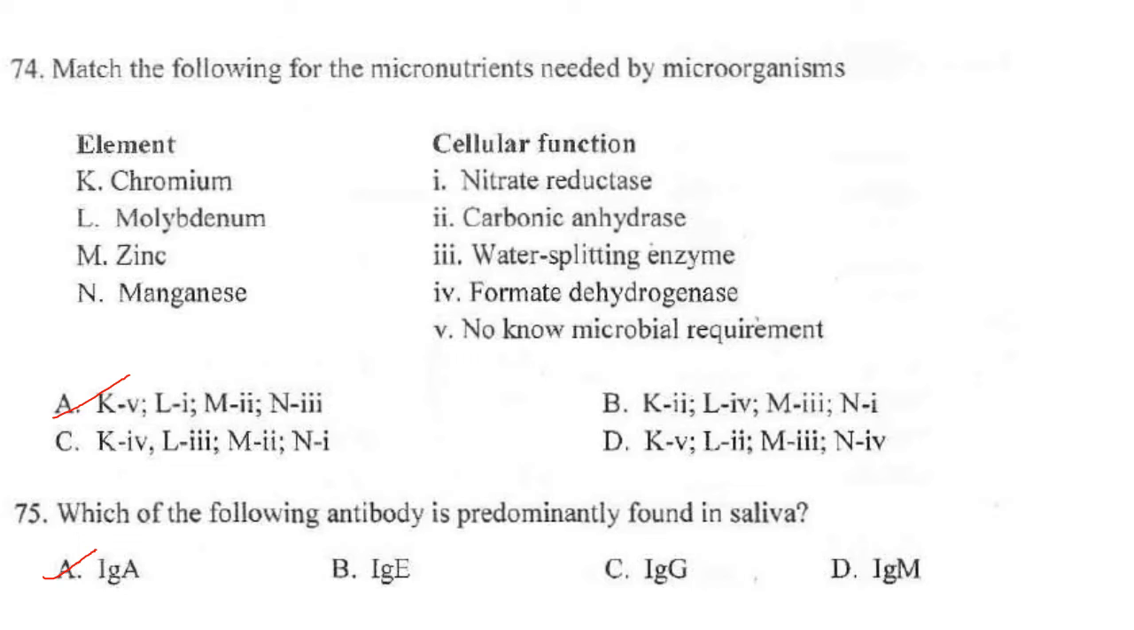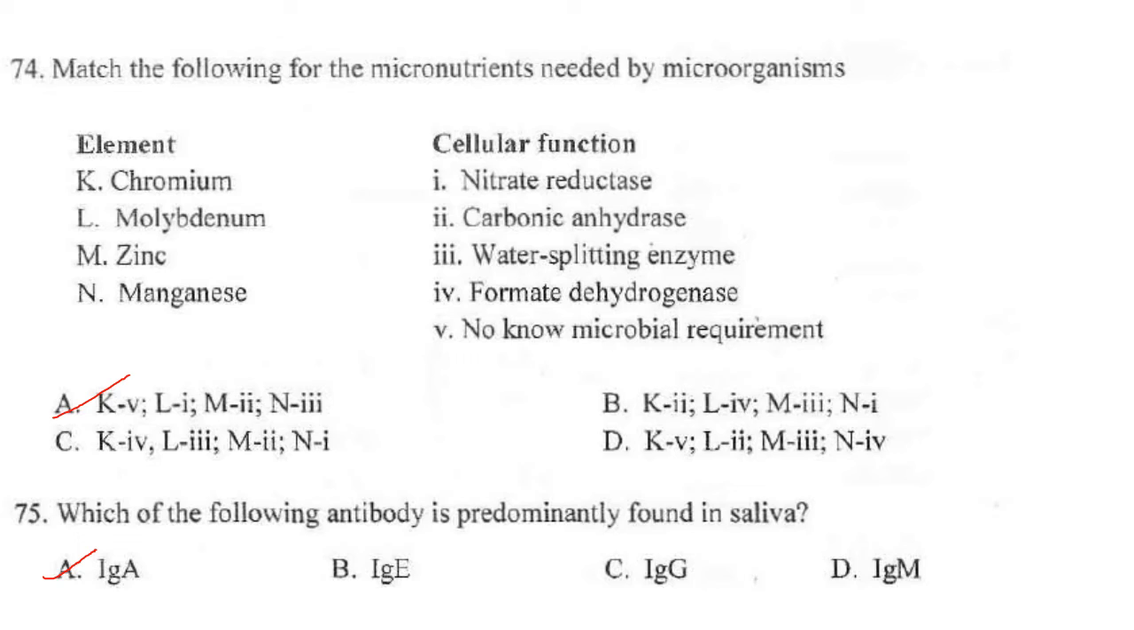Then match the following for the micronutrients needed by microorganisms. So chromium, no microbial requirement. So K5. Molybdenum is for nitrate reductase, L1. Zinc is carbonic anhydrase, M2. And manganese is for the water splitting enzyme. So answer is A, that is K5, L1, M2, N3.